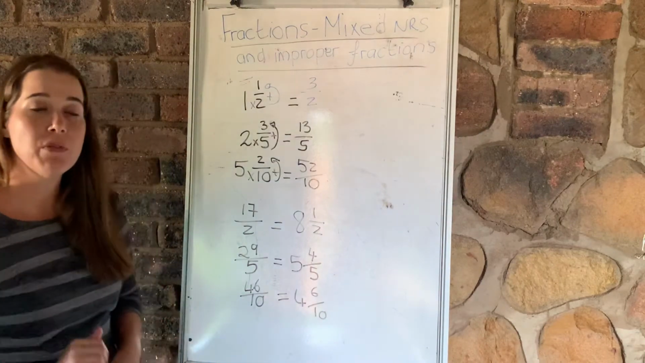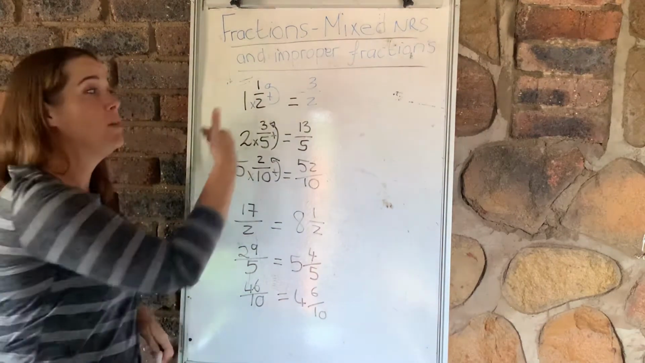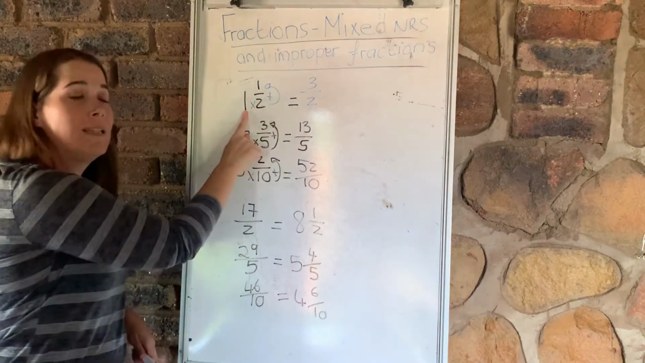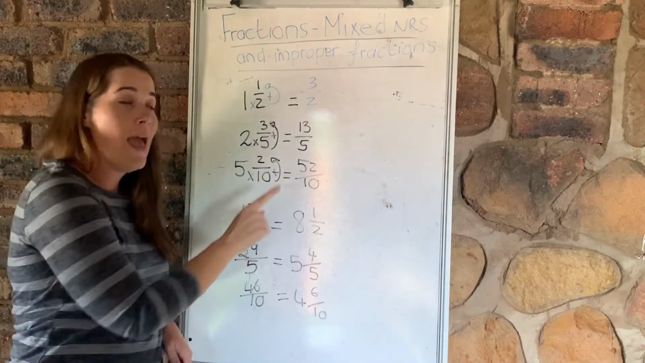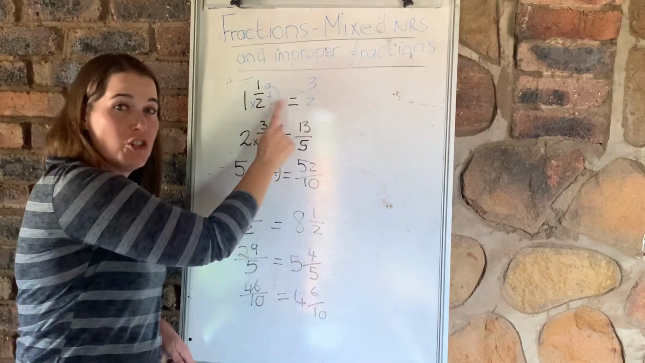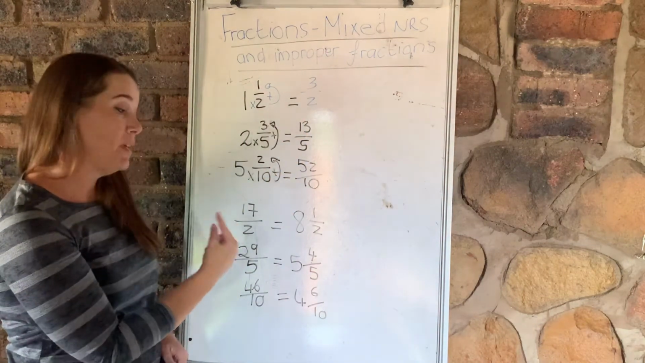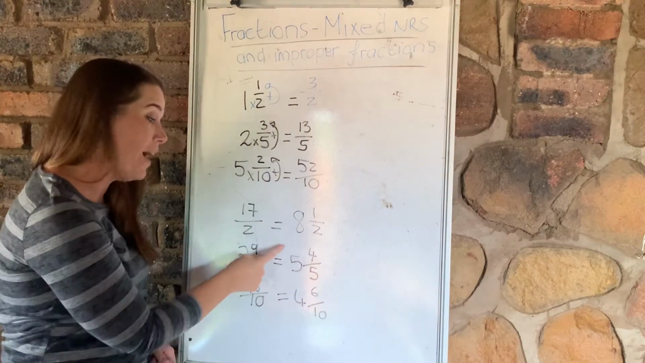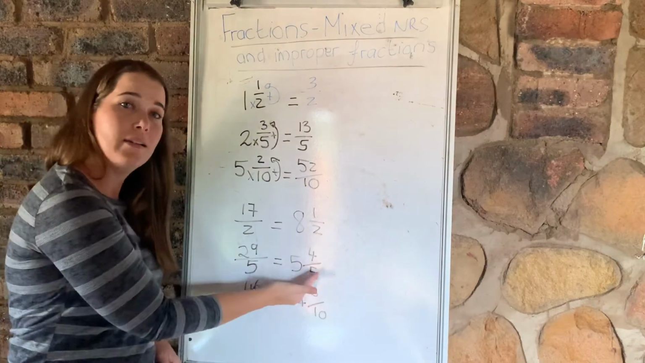So I just want to remind you, to change a mixed number to an improper fraction, you take the whole number times the denominator plus the numerator, and the denominators don't change. To change an improper fraction to a mixed number, you see how many times the denominator can divide into the numerator, and you write the remainder as a fraction.